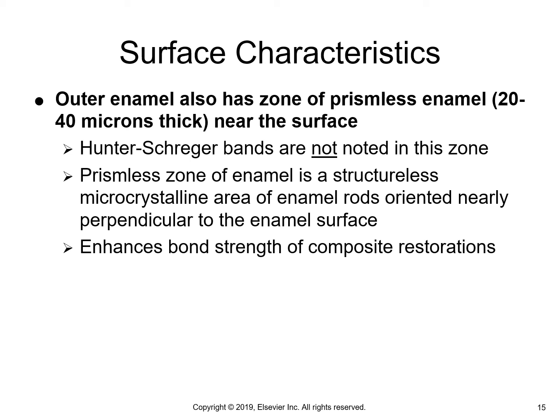The outer enamel also has a zone of prismless enamel, 20 to 40 microns thick, right near the surface. We don't see those Hunter-Schreger bands or the light and dark bands in this zone, and that prismless zone of enamel is a structureless microcrystalline area of enamel rods that are nearly perpendicular to the enamel surface, and these enhance the bond strength of composite restorations.